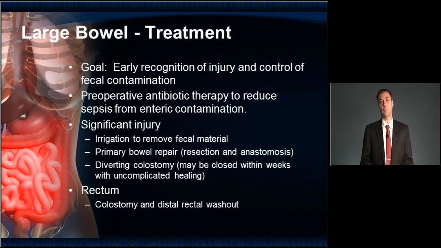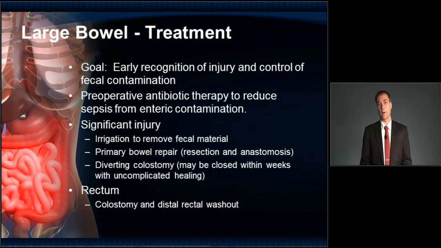The treatment for injuries to the large bowel, the goal is early recognition to reduce fecal contamination and sepsis. So we really want to find and treat the bowel injuries soon so they don't end up with peritonitis and sepsis. Preoperative antibiotic therapy is used to reduce the secondary infections due to the contamination from the bacteria of the large bowel. Significant injuries will require irrigation of the peritoneum to remove fecal material, primary bowel repair, including resection and anastomosis, and a diverting colostomy.